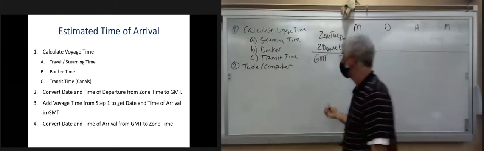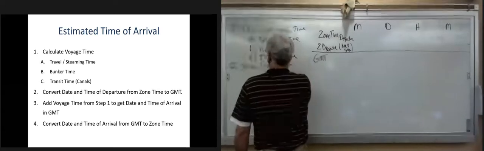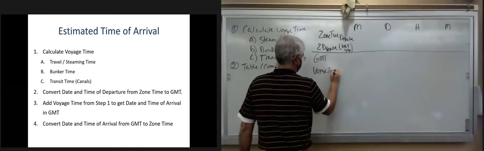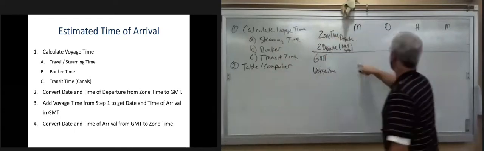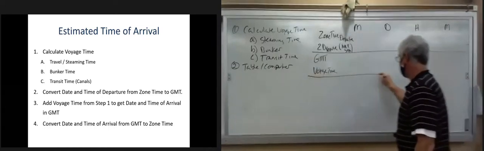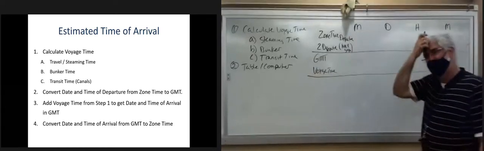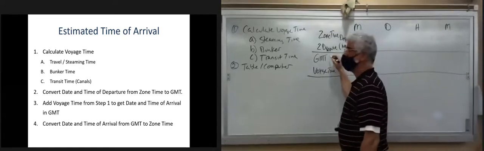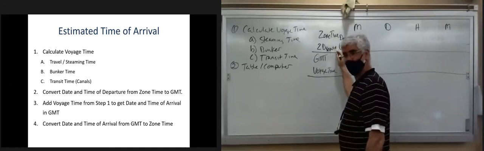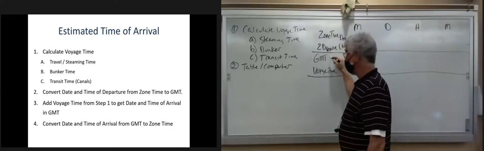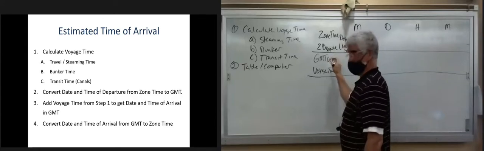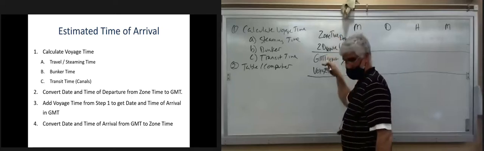What am I going to do now? I'm going to add in my voyage time: month, day, hour, okay? What am I going to do then? I'm going to add it all up. And what will I get? If I take my zone time, I apply my zone description, I get GMT. This is GMT of departure. It's departure time, but not in local time, in GMT time.